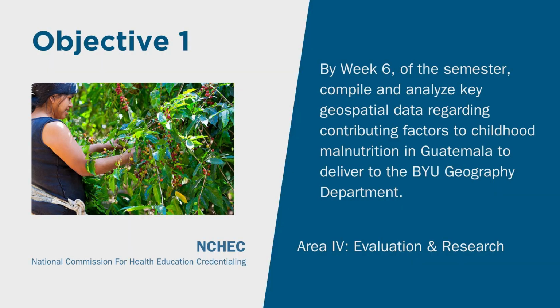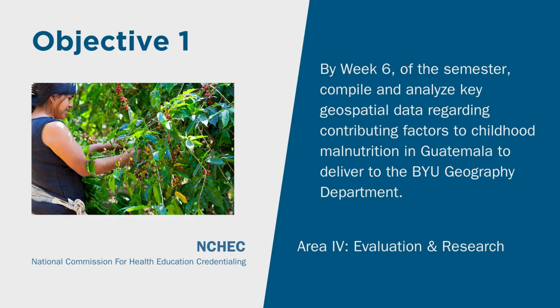In order to successfully complete this project, we set 5 SMART objectives. These objectives were closely linked to our deliverables, which we used as a timeline to refer back to throughout the semester. Our first objective was, by week 6 of the semester, compile and analyze key geospatial data on contributing factors to childhood malnutrition in Guatemala and deliver it to the BYU Geography Department.